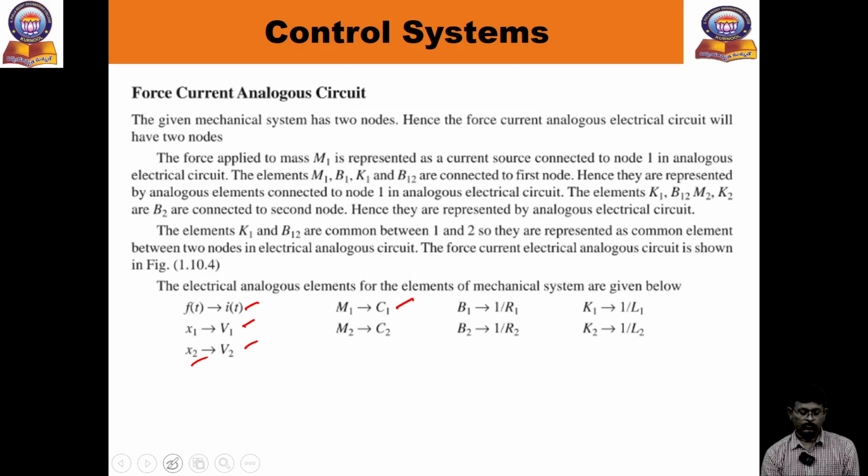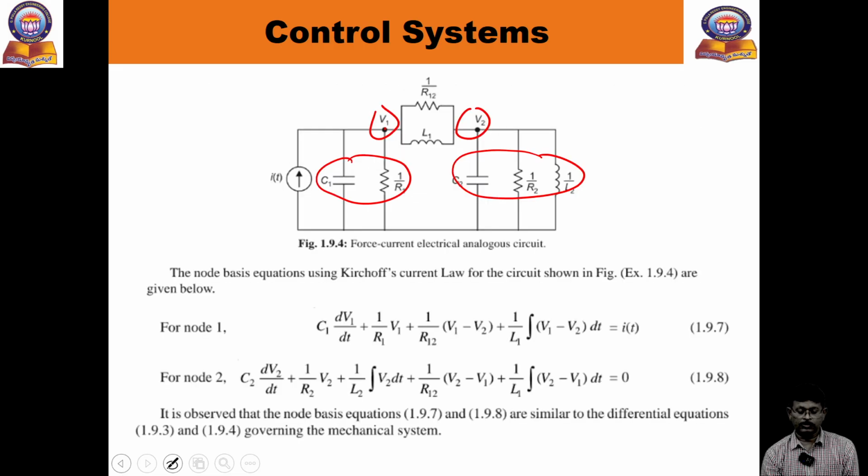In the force-current analogy the common elements come in series, these two in series. In the previous case these two were in parallel. The individual resistor and capacitor are in parallel, while in the previous case it was series. There were two loops there, and two nodes here. Clear? These are the simple conversions from mechanical systems to electrical systems.